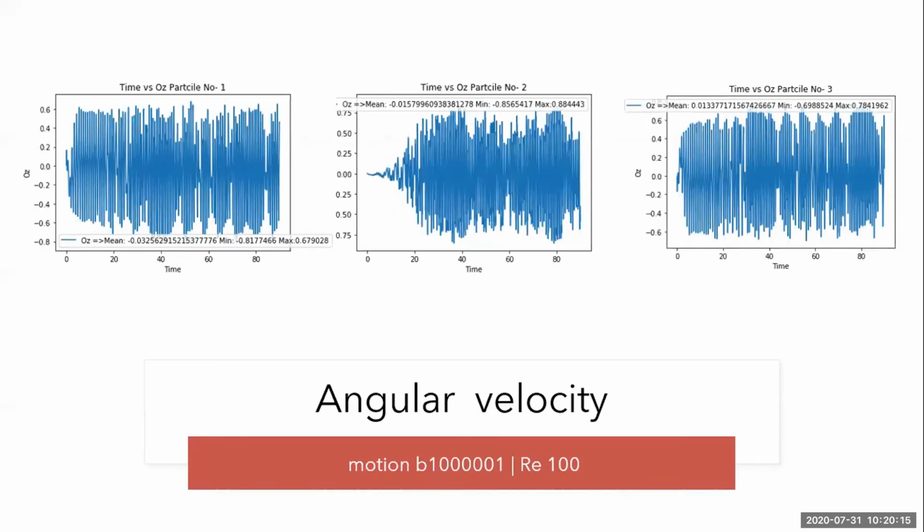If you compare that with Reynolds number 100, you can see the angular velocity for all 3 particles in the middle are chaotic, in the sense that they never go to a steady state, or at least within the 90-second time frame, they don't come to a steady state. So again, there is a relationship between the increase of Reynolds number and the unsteadiness of the particle, whether it's position, velocity, or any other parameter.